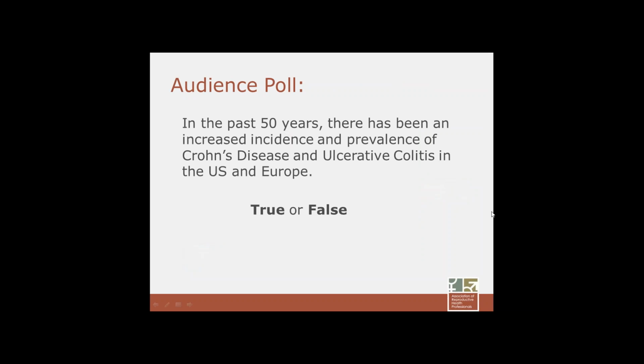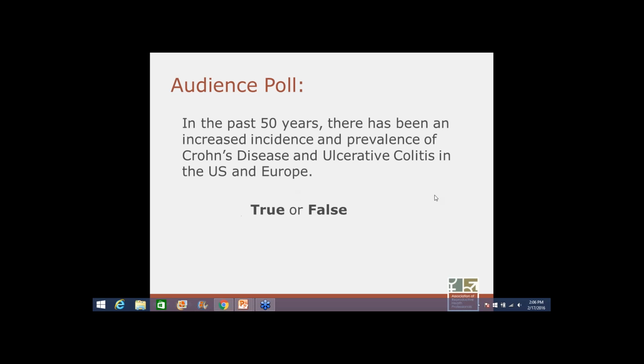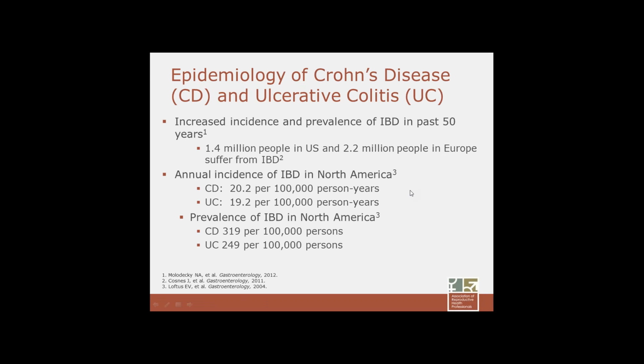Next slide. So just a quick audience poll here. True or false, in the past 50 years, there has been an increased incidence and prevalence of Crohn's disease and ulcerative colitis in the U.S. and in Europe. True or false? So we'll close the poll, and interestingly, we have a 50-50 split whether that's true or false, and it turns out the answer is true, that there has been an increased incidence.